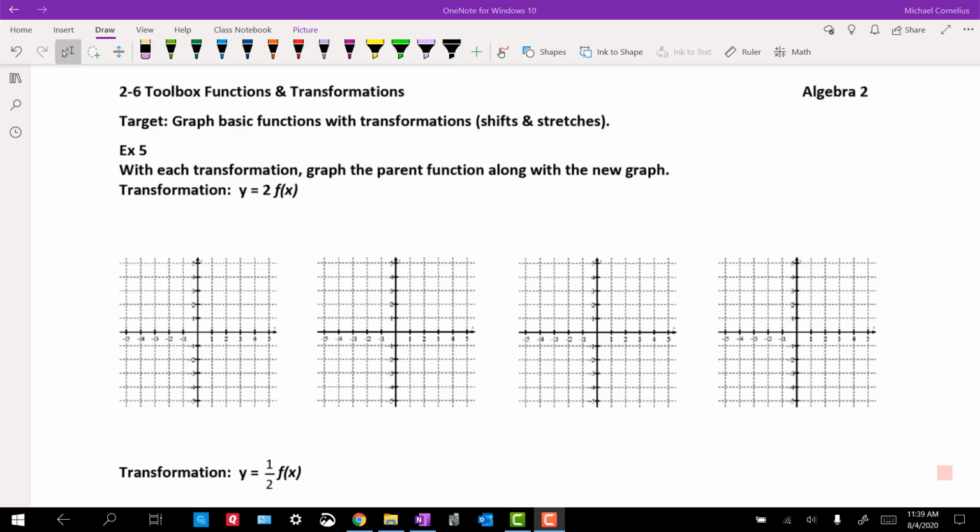All right, so here we are back with our last transformations lesson. Today we're going to look at what happens when we put a number in front of the function.